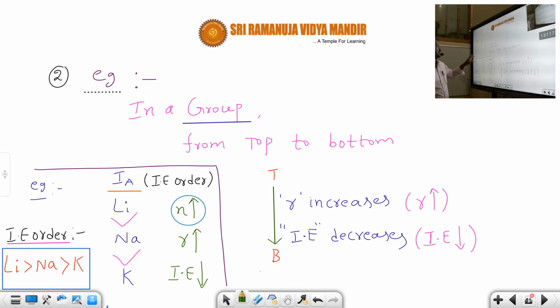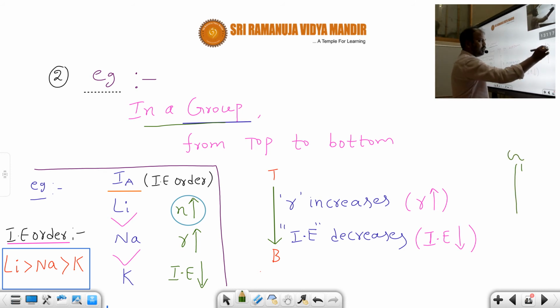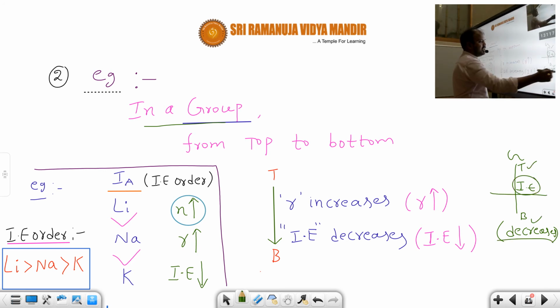Now I am going to explain what will happen in a group. In a group, you always have to focus on top to bottom. What will happen to ionization energy values here? In the periods they increase; obviously in the groups, from top to bottom, ionization energy values decrease. Why does it decrease? I will tell you.